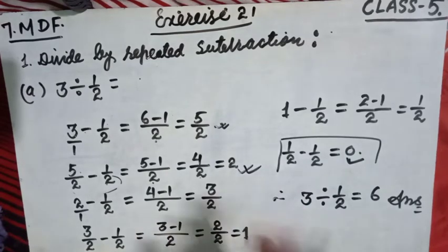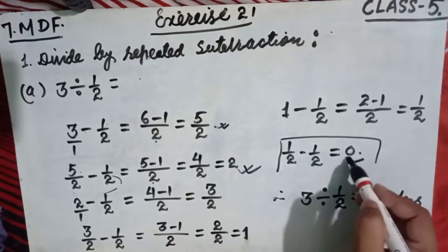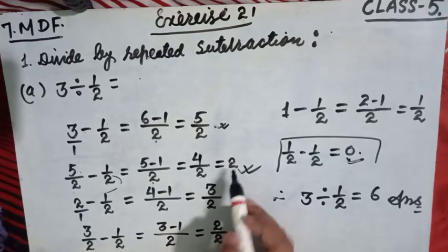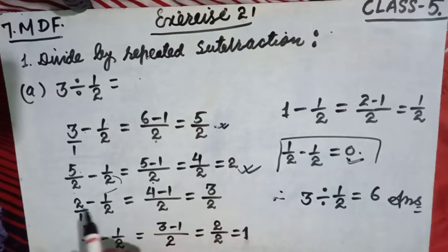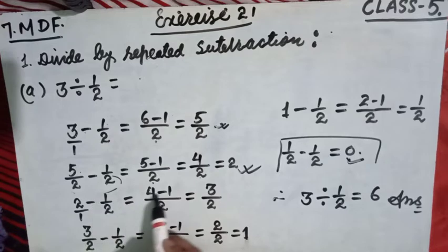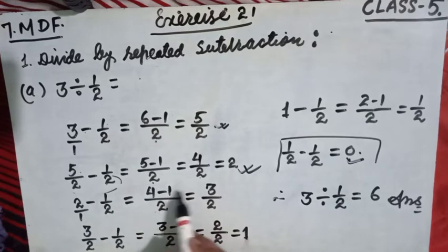Now we will move till we get the 0. We have to repeat the same procedure with 2 minus half, because we have to divide successively. 2 minus half means 2 by 1 minus 1 by 2. Take the LCM of 1 and 2. Here the LCM is 2. 2 divided by 1 is 2, and 2 multiplied by 2 is 4. Here is the minus. 2 divided by 2 is 1, and 1 multiplied by 1 is 1. 4 minus 1 is 3, so 3 by 2.